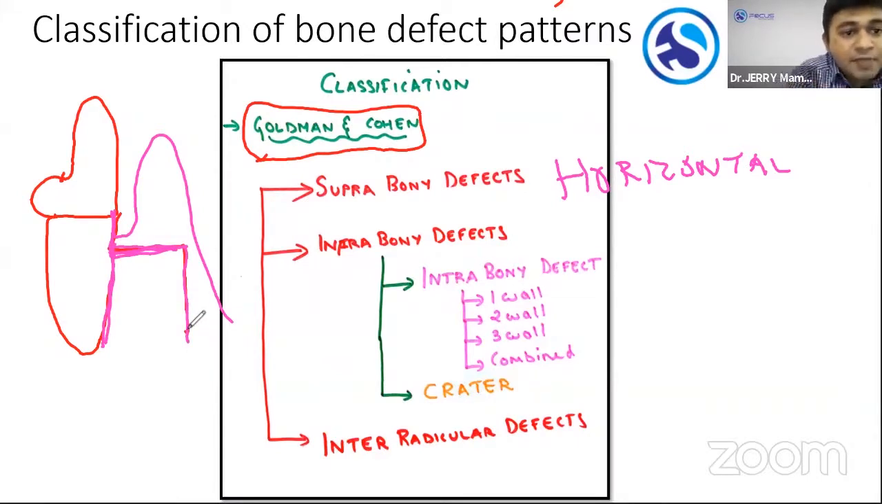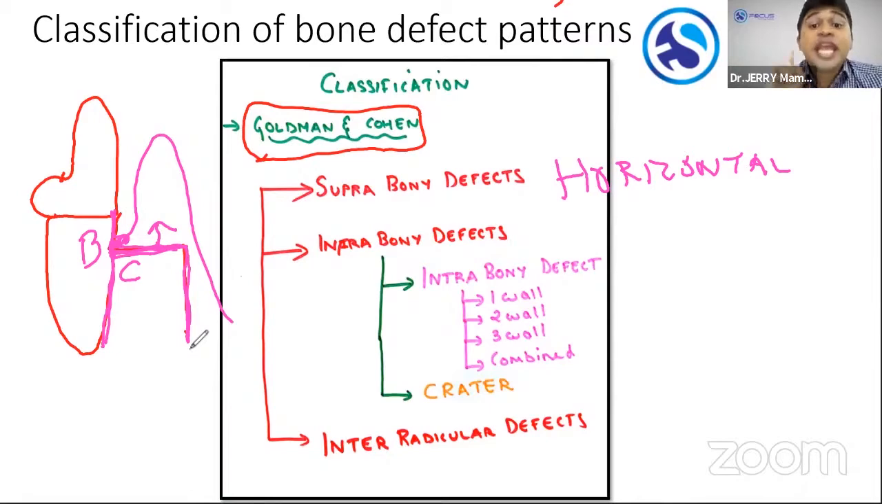Or you can say that the base of the pocket will always be coronal to the crest of the alveolar bone. The base of this periodontal pocket is situated at a coronal level as compared to the crest of the alveolar bone. Very simple. That is your supra-bony defect or your horizontal defects. I hope that is clear.